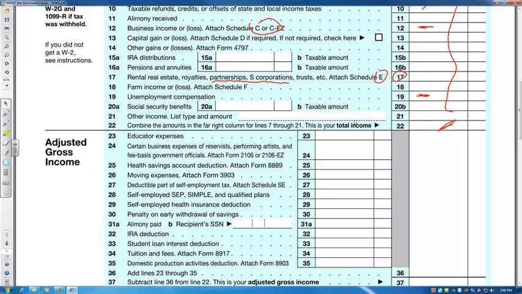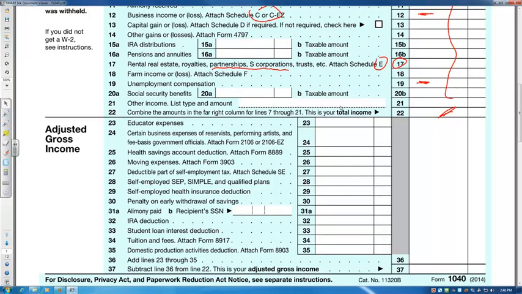From line 22, your total income, you get to adjust it. Most common that you're going to see while preparing taxes would be the educator expenses. That's for K through 12 educators. They get to subtract off, the government gives them a whole $250, they can subtract off against income.